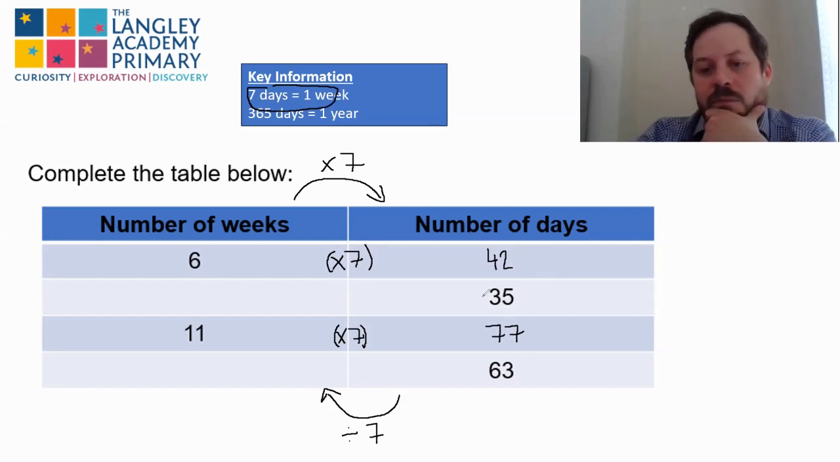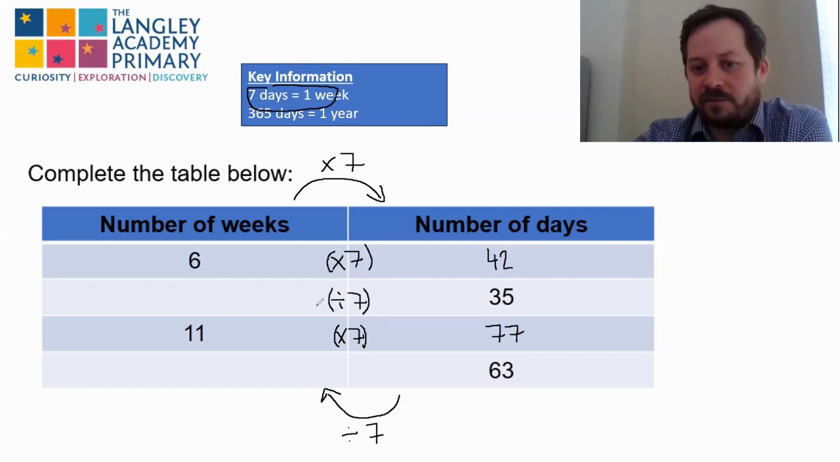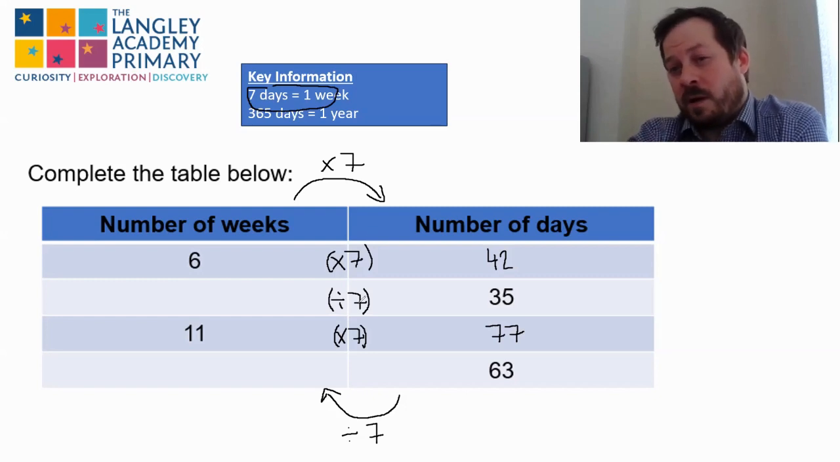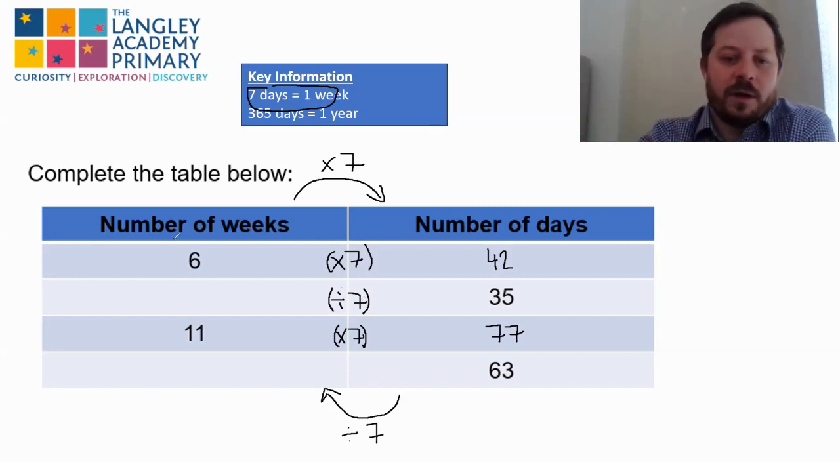Going the other way, here we have how many days. So we need to divide by 7 to find out how many weeks. 35 divided by 7. Think back to our times tables. We go through our times tables and we know that 5 times 7 equals 35. So 35 divided by 7 must be 5.